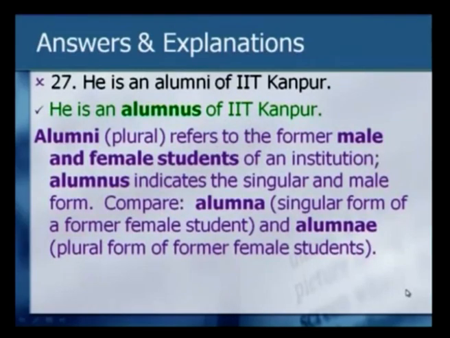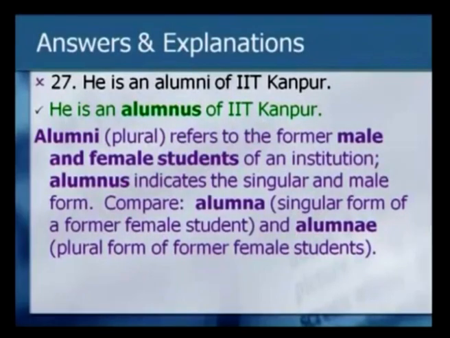He is an alumni of IIT Kanpur. The error here is with regard to the use of the word alumni, and the correct form is, he is an alumnus of IIT Kanpur. Explanation: alumni is plural form. You can say they are alumni of IIT Kanpur, referring to a group of people or a batch of students. They are alumni of IIT Kanpur, alumni of IIT Bombay, and so on.